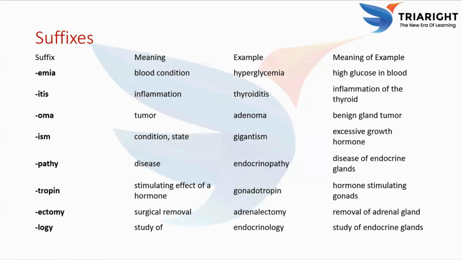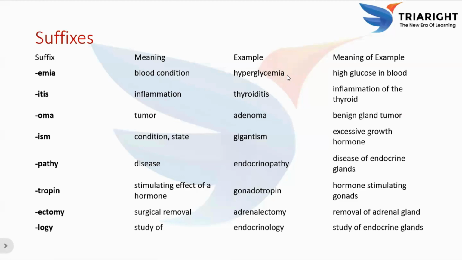Next to the root words, what are suffixes? A suffix is a word ending that changes the meaning of the medical term. It usually describes what is happening to the body part or condition, like inflammation, disease, study of, etc. So when you add a suffix to a root word, you form a complete medical term. Let's look into some of the suffixes. Emia. What do you mean by emia? Emia means blood condition. For example, hyperglycemia.